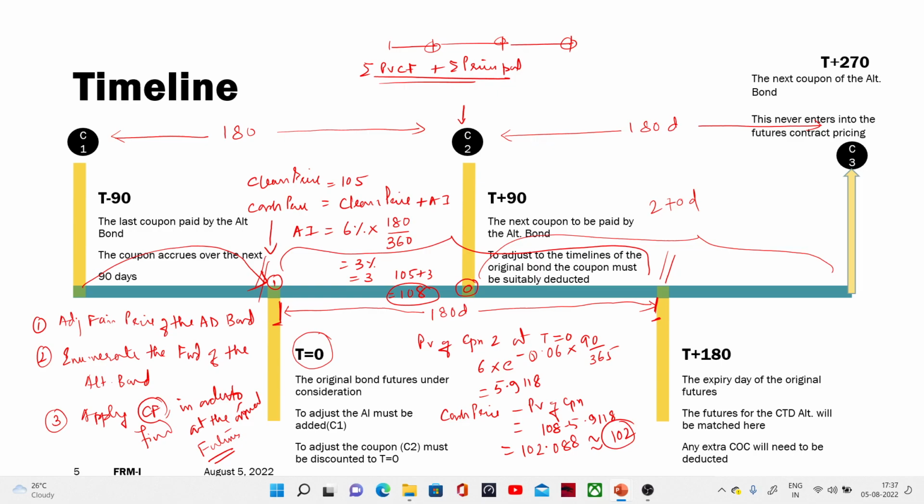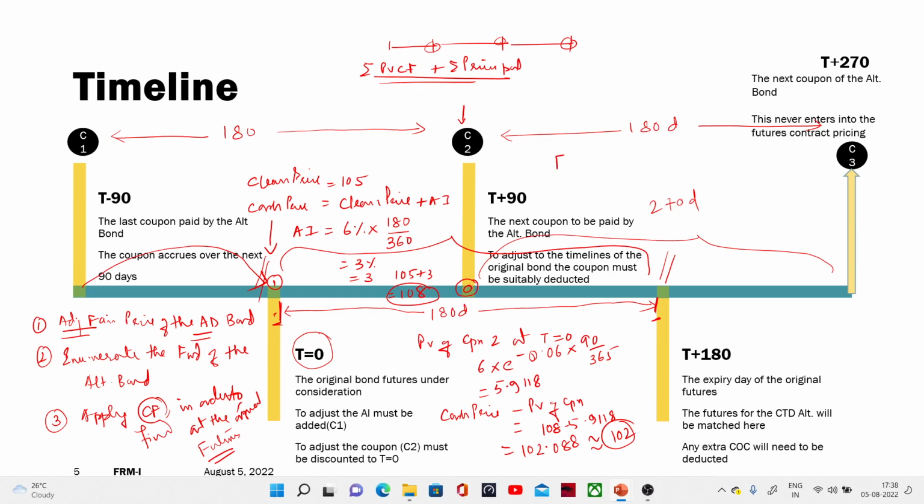All right. So with this now, what we have done is that we have suitably adjusted the bond's price. We adjust the bond price of the alternate, right? So now we have to enumerate the forward contract of alternate bond for the time period of 180 days, because this is our original futures contract maturity.